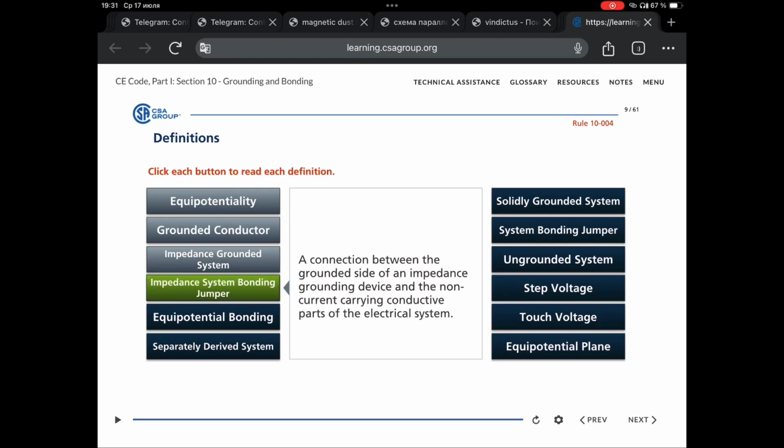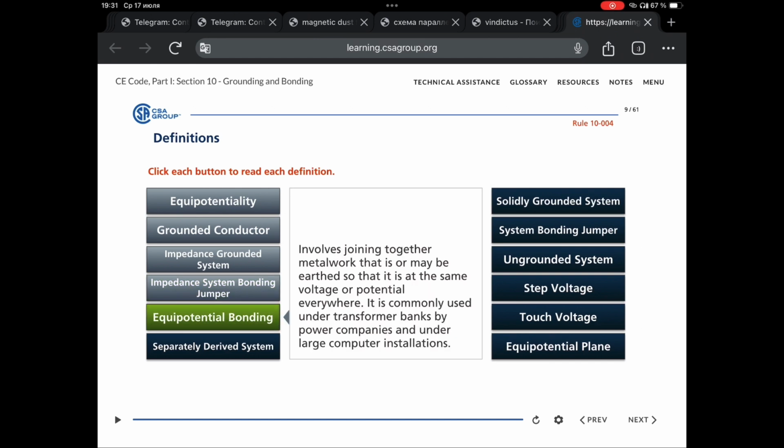Impedance system bonding jumper, a connection between the grounded side of an impedance grounding device and the non-current carrying conductive parts of the electrical system. Equipotential bonding involves joining together metalwork that is or may be earthed so that it is at the same voltage or potential everywhere. It is commonly used under transformer banks by power companies and under large computer installations.